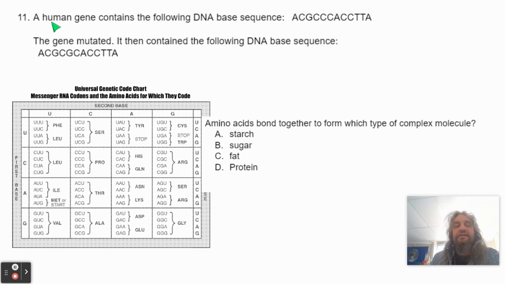Number 11, a human gene contains the following DNA-based sequences: ACG, CCC, ACCTTA. The gene mutated and it then contained the following DNA base sequence: ACG, CGC, ACCTTA. Amino acids bond together to form which type of complex molecule? Is it A, sugars, starch, B, sugars, C, fat, or D, protein?